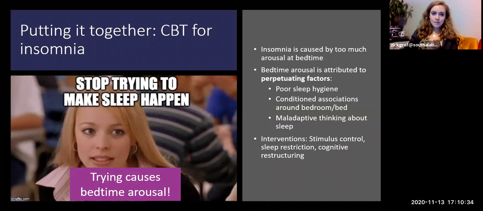So interventions for insomnia involve stimulus control to change those associations, sleep restriction to build up sleep pressure and make it easier to fall asleep as soon as you're in bed to help change the associations, and cognitive restructuring to change the way that people think about sleep that causes anxiety and arousal. But very importantly, you can't make yourself sleep. You can't try to sleep. And trying is something that can perpetuate insomnia.